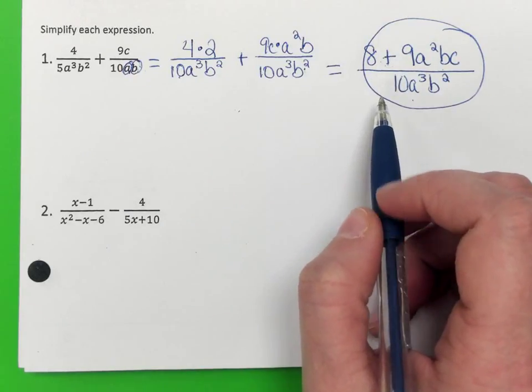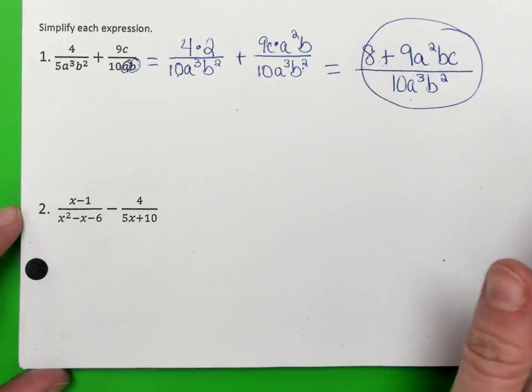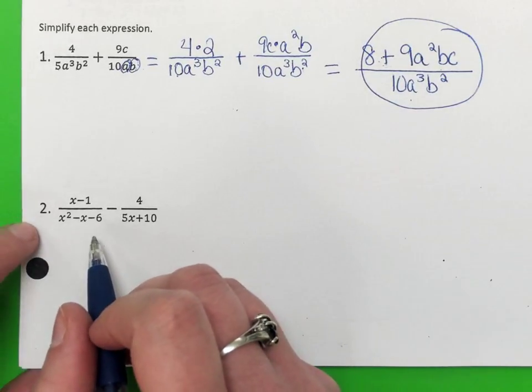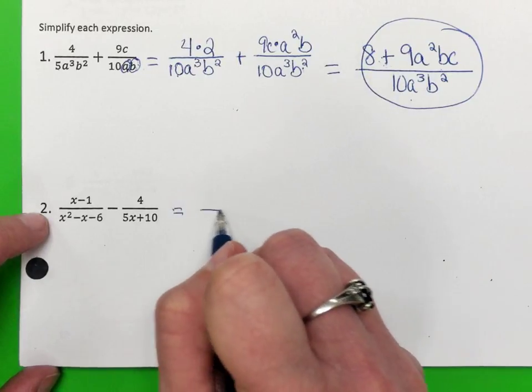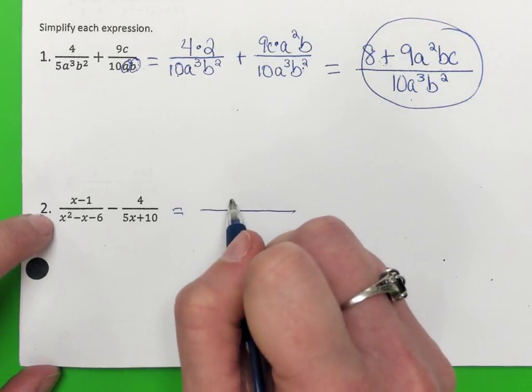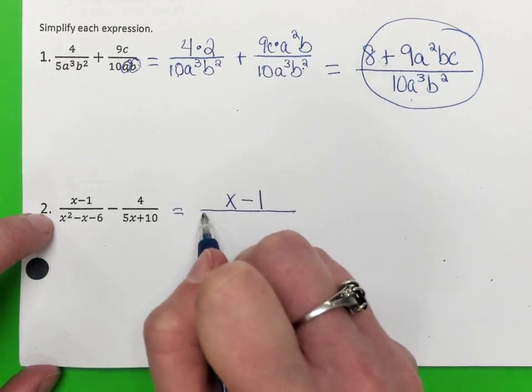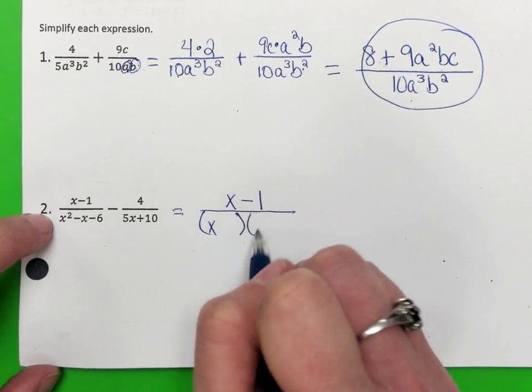Exactly. All right, let's look at number 2. You ready? Last one of these. So you're going to need to factor these first. That way you can see what they're missing. So let's factor the bottom. Here we go. So how does x squared minus x minus 6 factor?